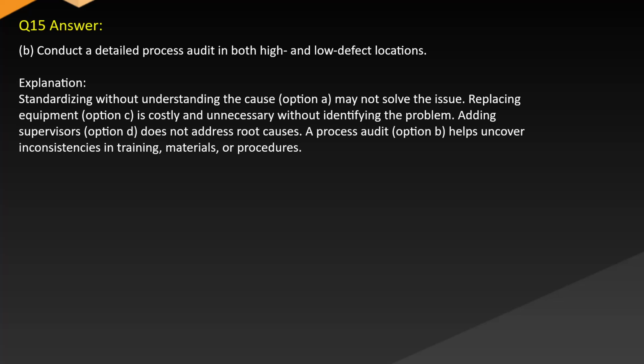Answer: B. Conduct a detailed process audit in both high and low defect locations. Explanation: standardizing without understanding the cause, option A, may not solve the issue. Replacing equipment, option C, is costly and unnecessary without identifying the problem. Adding supervisors, option D, does not address root causes. A process audit, option B, helps uncover inconsistencies in training materials or procedures.